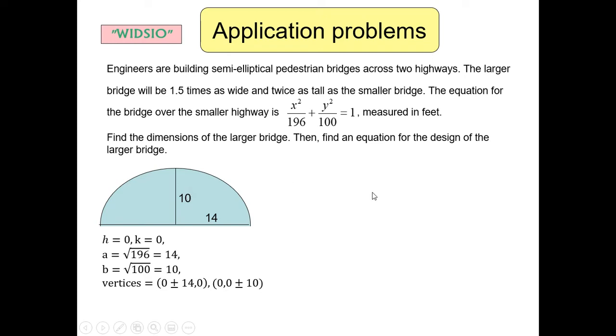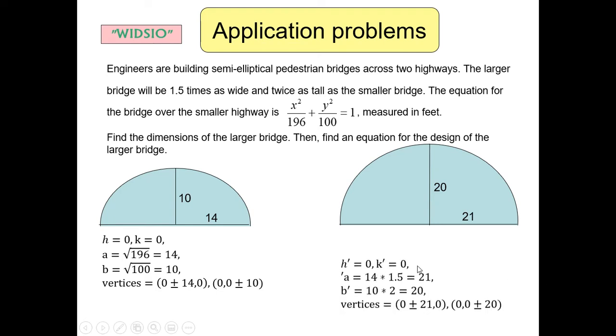Now I'm told that the larger bridge is going to be 1.5 times greater than this and 2 times taller. So it's going to look something like this. 1.5 times as great as this is going to be 14 times 1.5, which is 21. And 2 times as tall is going to be 20. So now, what do I have?